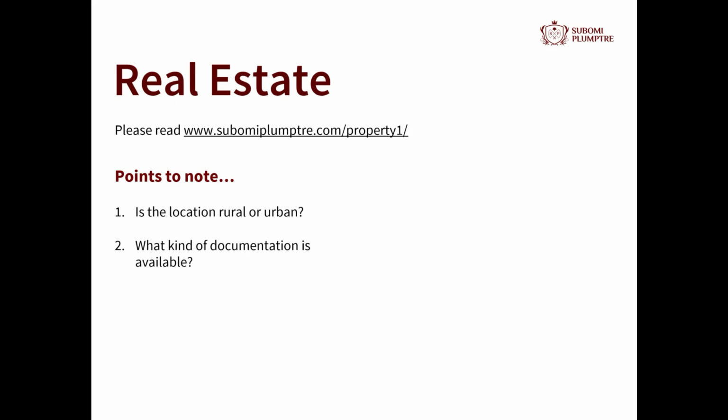Now, ask yourself, or find out rather, what kind of documentation is available. For a lot of community-owned land, all they have is a government gazette. So the House of Representatives in that state has met and they've allocated that portion of land to the community. So they have a claim, a recognized claim to that land. So if that land has been properly gazetted, you're good to go, but you need to be sure you're negotiating with the head of the community, because there are a lot of middlemen involved in land sales or land purchases.